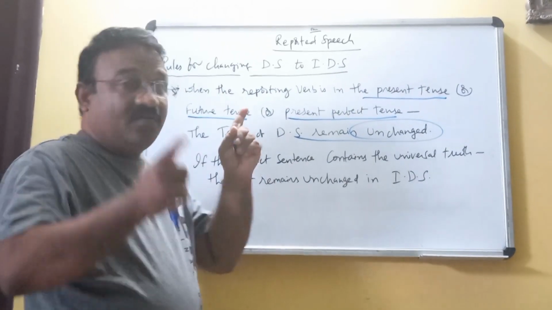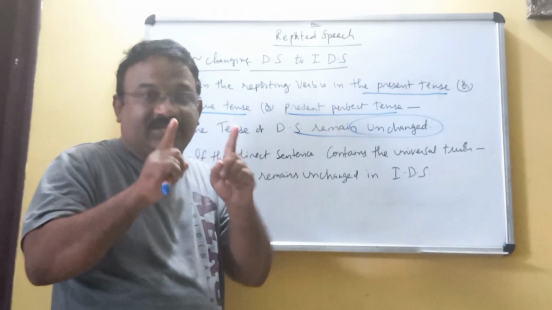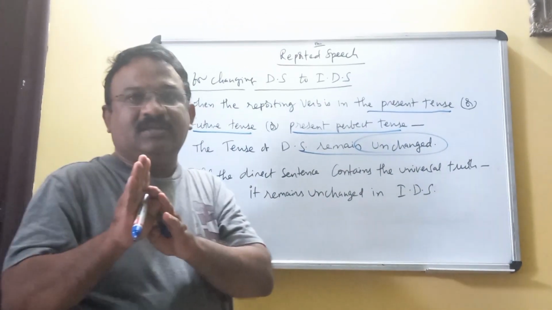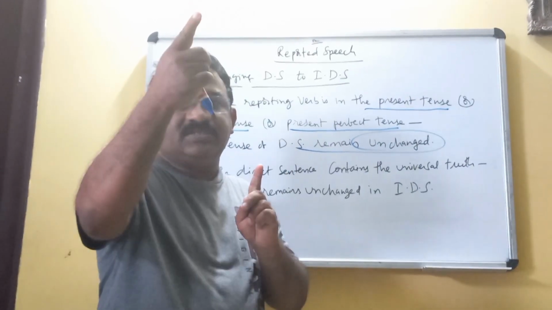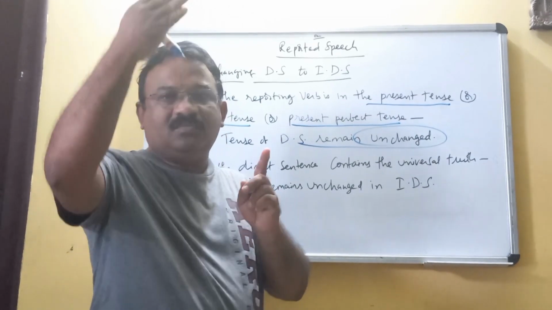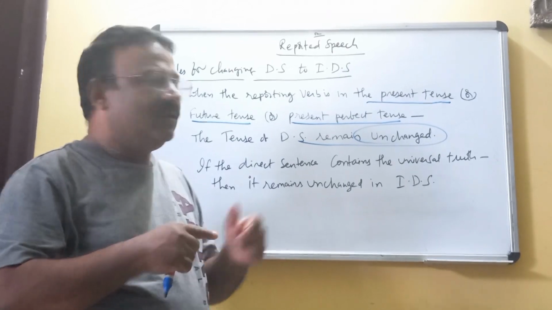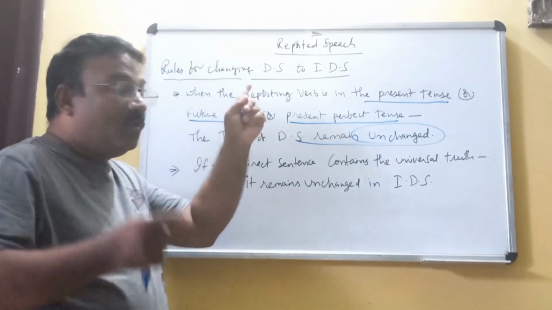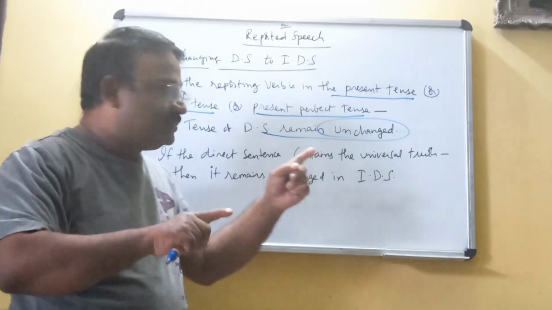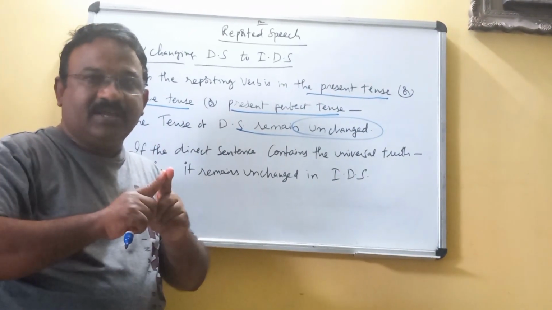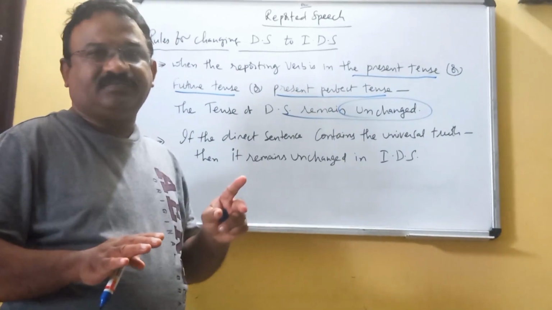In the previous video I told you, when the reporting verb is in the past tense, then only the tense of the direct speech will change, according to the tenses. Already I have given a table. But here, when the reporting verb is in the present tense or future tense or present perfect tense, the tense of direct speech will be unchanged.